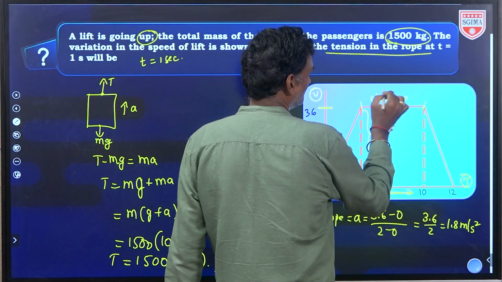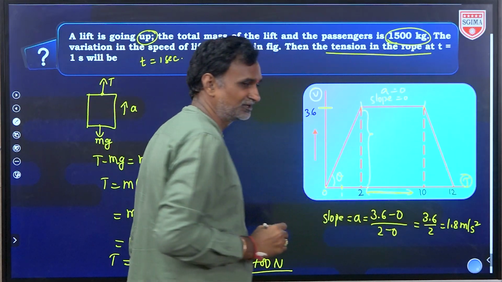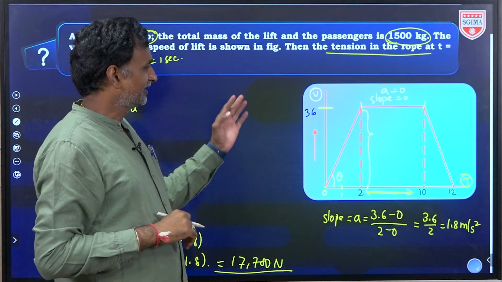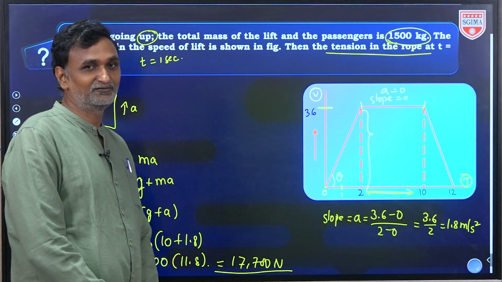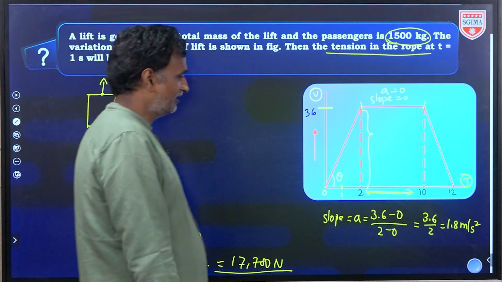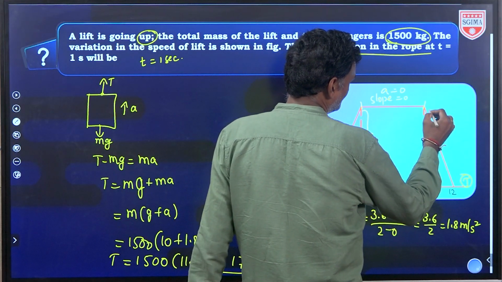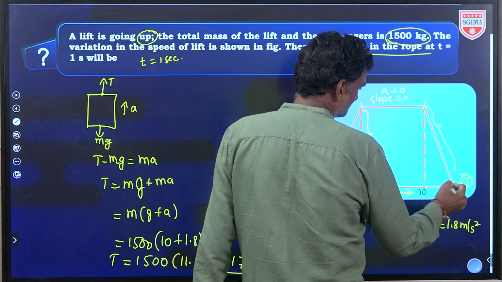Okay, then acceleration is also 0. In that case, tension equals mg. Why? Because acceleration is 0, so we can write 15,000 newtons. And here we can take this duration, that is 10 to 12 seconds.